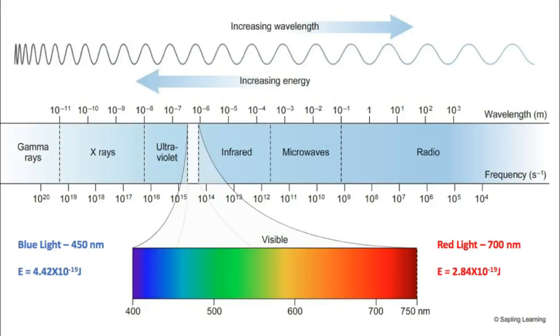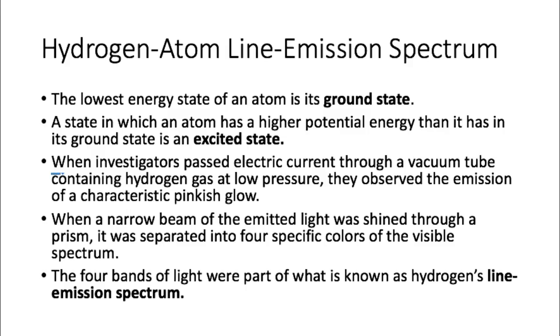Now, how does this relate to atomic structure? Well, we're going to look at the hydrogen atom line emission spectrum. So the lowest energy state that an atom can have is called its ground state. If an atom has a higher potential energy than its ground state, it's said to be in an excited state.